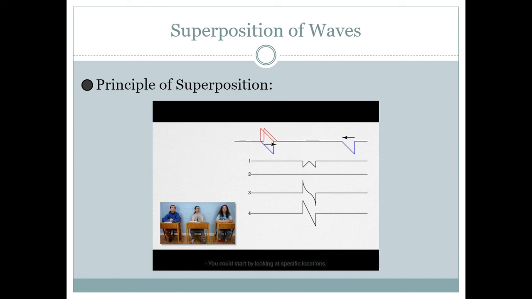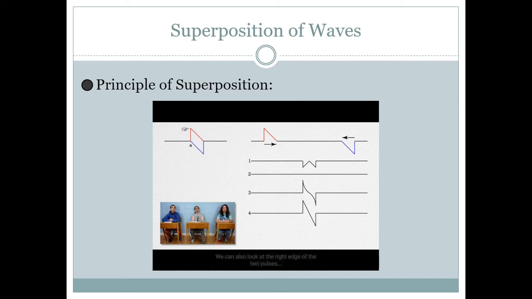You could start by looking at specific locations, like the edges of the wave pulses. Sure, let's start with the left edge of the two pulses. Call it location A. It's always better to give things names. Fine, location A, the left edge of the two pulses, where the red pulse is at its maximum amplitude and the blue pulse is 0. When we add those together, we get the maximum amplitude of the red pulse.